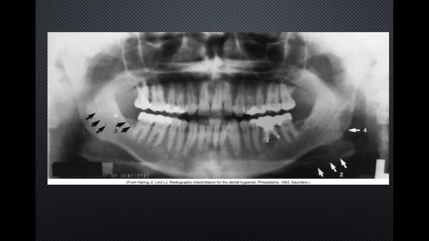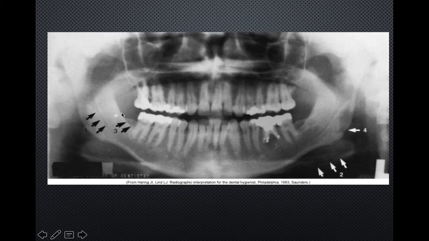So here on this panoramic, number 1 we have over here. Here's our mandibular canal. That's going to run all the way along the side of the mandible, housing our nerve and blood supply. Number 2, you can see this slightly radiopaque area here. This is the hyoid. Again, not a great image of the hyoid. Some of them you'll see better than others in different panos.